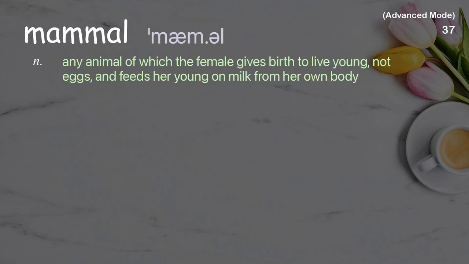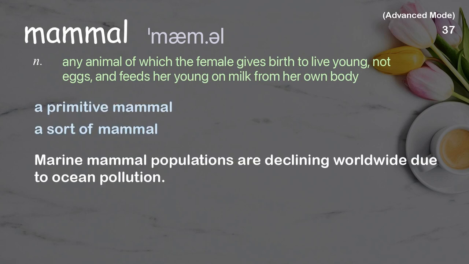Mammal. Any animal of which the female gives birth to live young, not eggs, and feeds her young on milk from her own body. Examples: a primitive mammal, a sort of mammal. Marine mammal populations are declining worldwide due to ocean pollution.